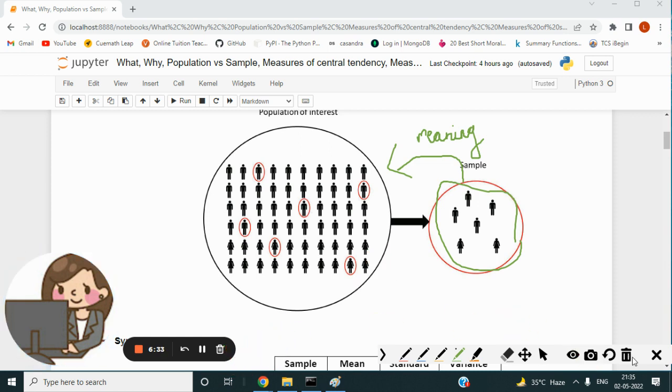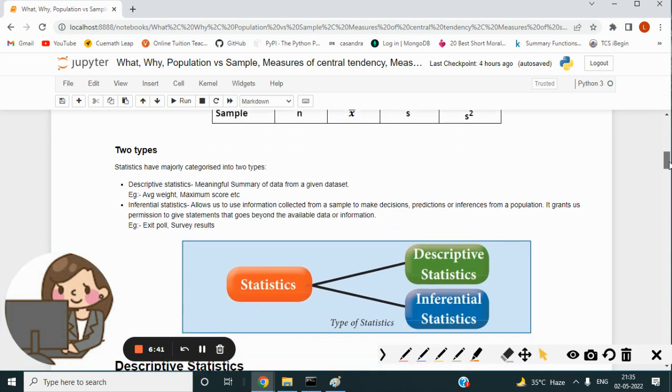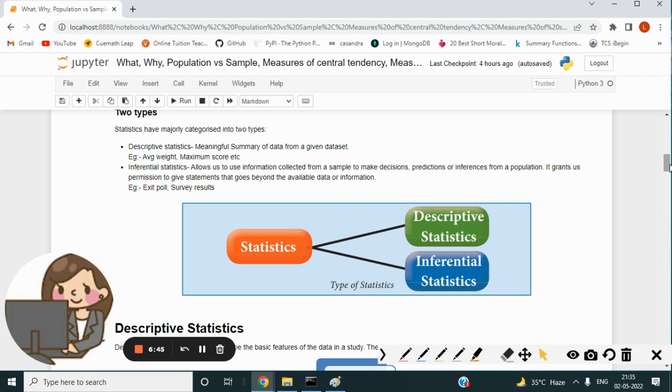For example, if you see over here, exit poll. When an election happens, that day itself the news channels come up with who is the probable party to win that election. How do they do it? They are not going to the entire population and getting the data, right?